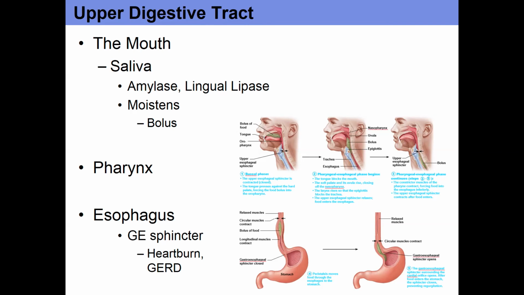So in addition to having those digestive enzymes and helping moisten the food, saliva does have some protective effects on the mouth. So it helps keep everything moist, obviously. And so in doing that, it's going to play a role in protection of the teeth.